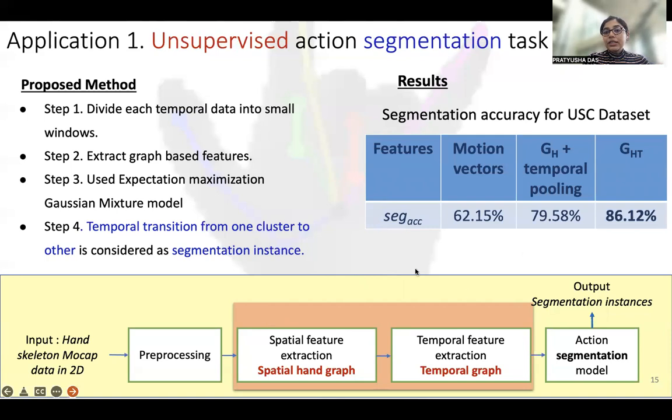If you look at the performance of this method, first, the features I'm using are directly the motion vector. Secondly, I'm using the spatial graph transform to extract the features. Then I'm using a separate temporal pooling model to extract the temporal pattern. And at the end, I'm using a spatio-temporal graph transform to extract the features. And you can see that the spatio-temporal graph Fourier transform features are performing the best.